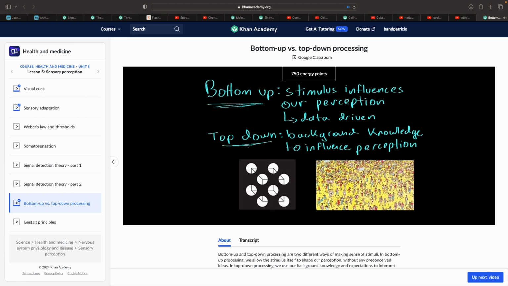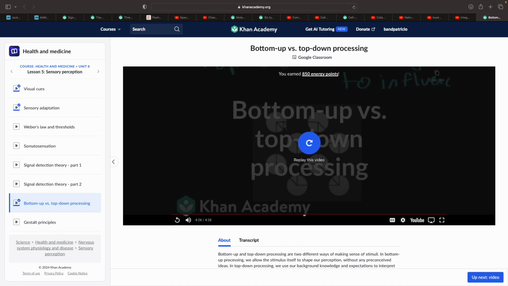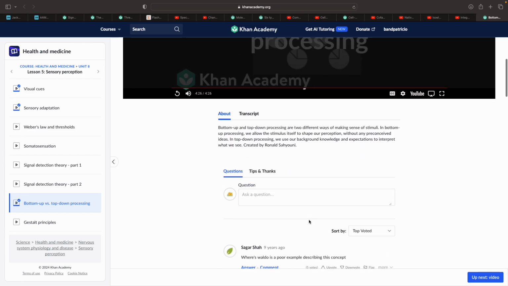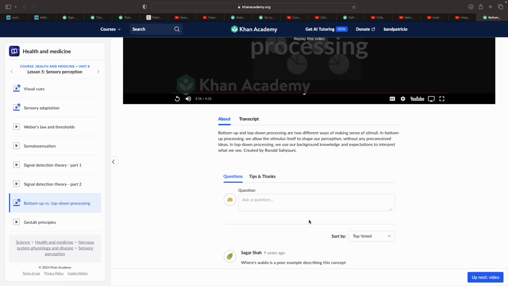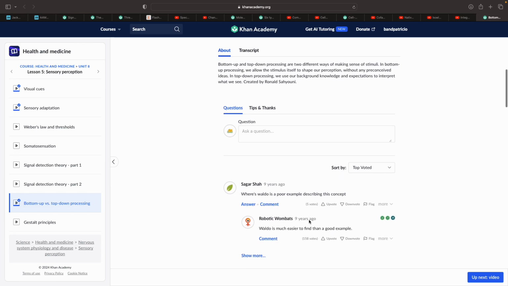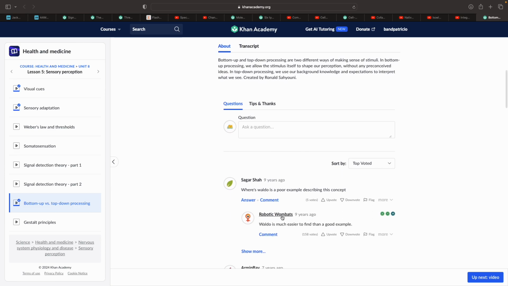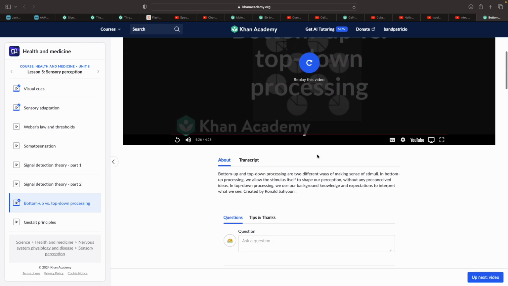But with top-down processing, we have a goal and we're able to look through here to find Waldo. And based on this, we can know now, like this instructor is not saying which one is induction and which one is deduction. We know that induction starts with the... Where's Waldo is a poor example describing this concept.